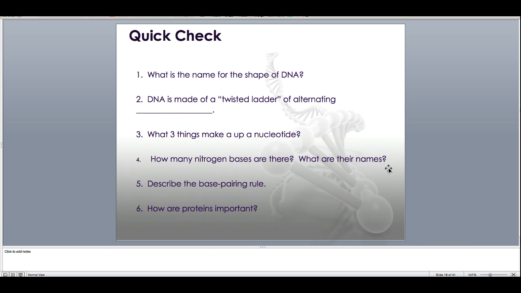Question number 3, what 3 things make up a nucleotide? Number 4, how many nitrogen bases are there? Write down their names. Number 5, describe the base pairing rule. What did we say that meant? Base pairing rule. And number 6, how are proteins important? We talked about quite a few examples just a minute ago. So just write down 2 or 3.